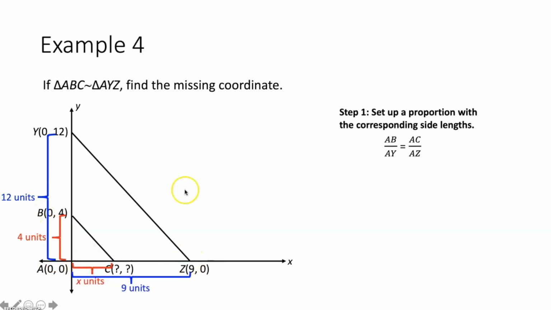So now I can plug in each of those corresponding values to this proportion over here. The measure of segment AB is 4 units. The measure of segment AY is 12 units. The measure of segment AC, we don't know. We're going to call it x. And the measure of segment AZ is 9 units. We're going to put that in there.